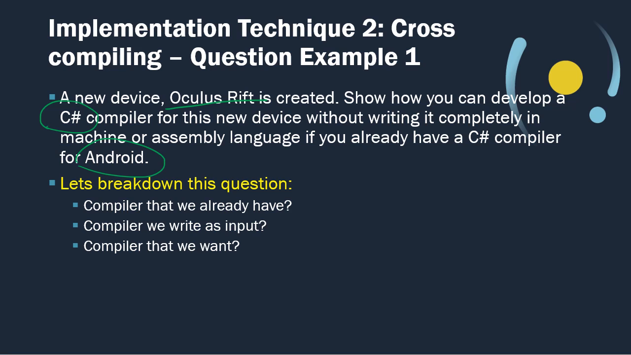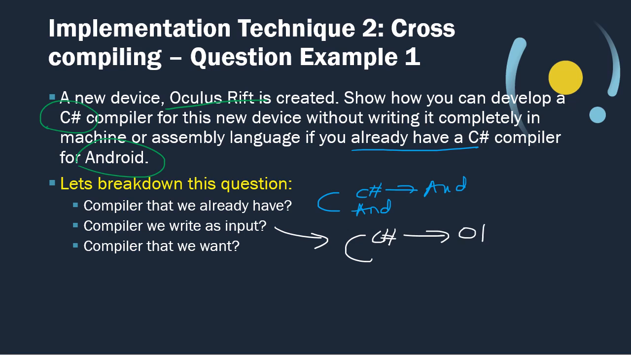So now let's break down this question. What is the compiler that we already have? We already have a C# compiler for Android written in Android. So this is the compiler that we already have. What is the compiler that we write as input? We want a C# compiler for Oculus Rift, and this will be written in C#. And what is the compiler that we want? The compiler that we want is C# to Oculus Rift written in Oculus Rift.